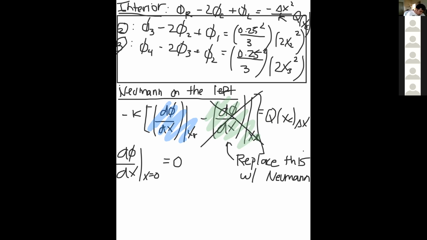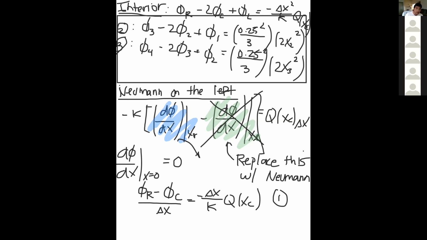Okay. And so let's replace this first term right here with a finite difference. So if we move k over to the left-hand side, we get phi r minus phi c all over delta x is equal to minus delta x all over k times q at xc. Okay. And then if we apply this for node number 1, this will give us the equation for cell number 1. Any questions on this before I wipe the board?